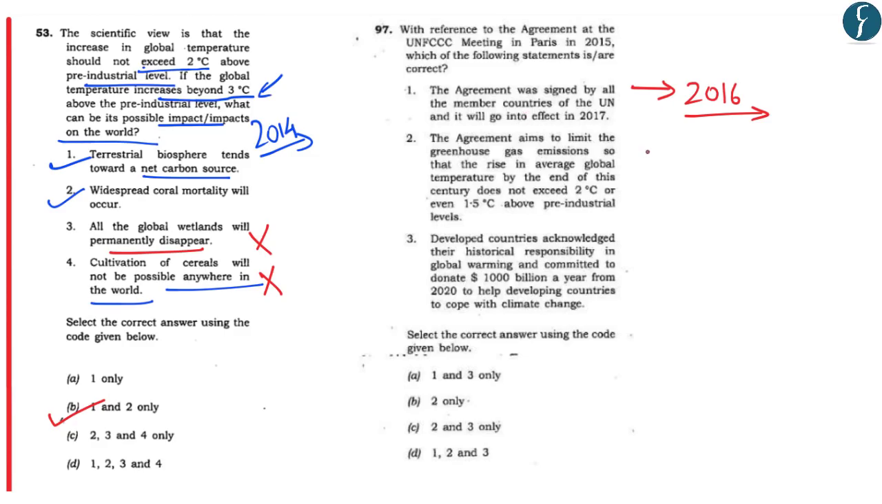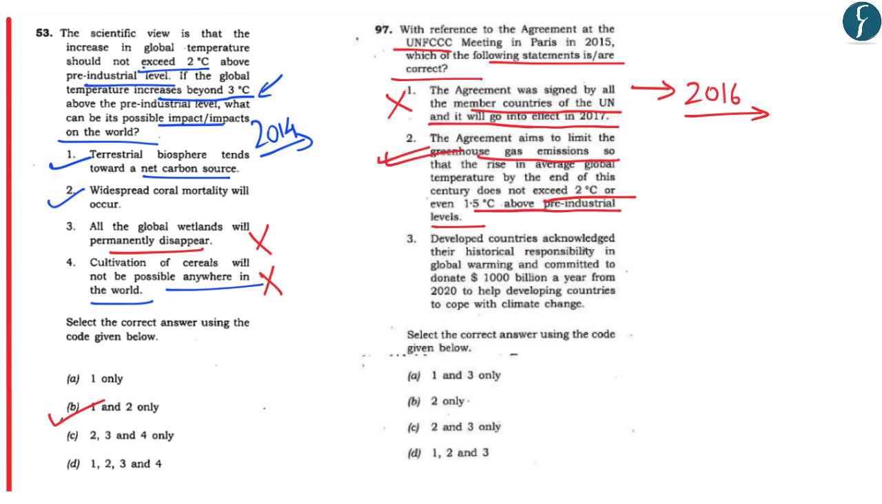Further, 3 questions were asked on climate change in 2016. The question was, with reference to the agreement at the UNFCCC meeting in Paris in 2015, which of the following statements are correct? First, the agreement was signed by all member countries of the UN and it will go into effect in 2017. No, this statement is incorrect. Further, the agreement aims to limit the greenhouse gas emissions so that the rise in average global temperature by the end of this century does not exceed 2 degrees Celsius or even 1.5 degrees Celsius above pre-industrial levels. Yes, we have already seen this, so this is a correct statement.